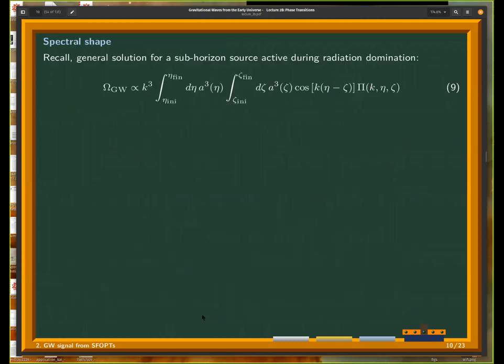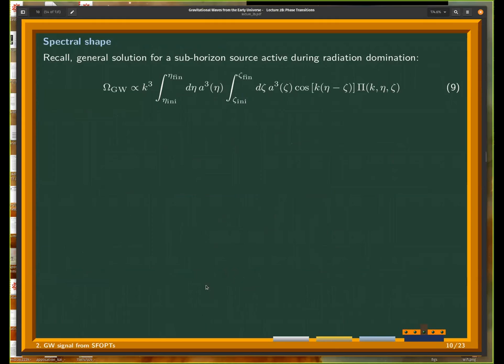All right, let me make a few more comments on the shape of the spectrum away from the peak. So now we roughly know the height of the spectrum. It depends on the duration of the phase transition and the strength of the source. We know the height of the spectrum, we know the position of the peak, but what is actually the slope of the spectrum on one side of the peak and the slope on the other side?